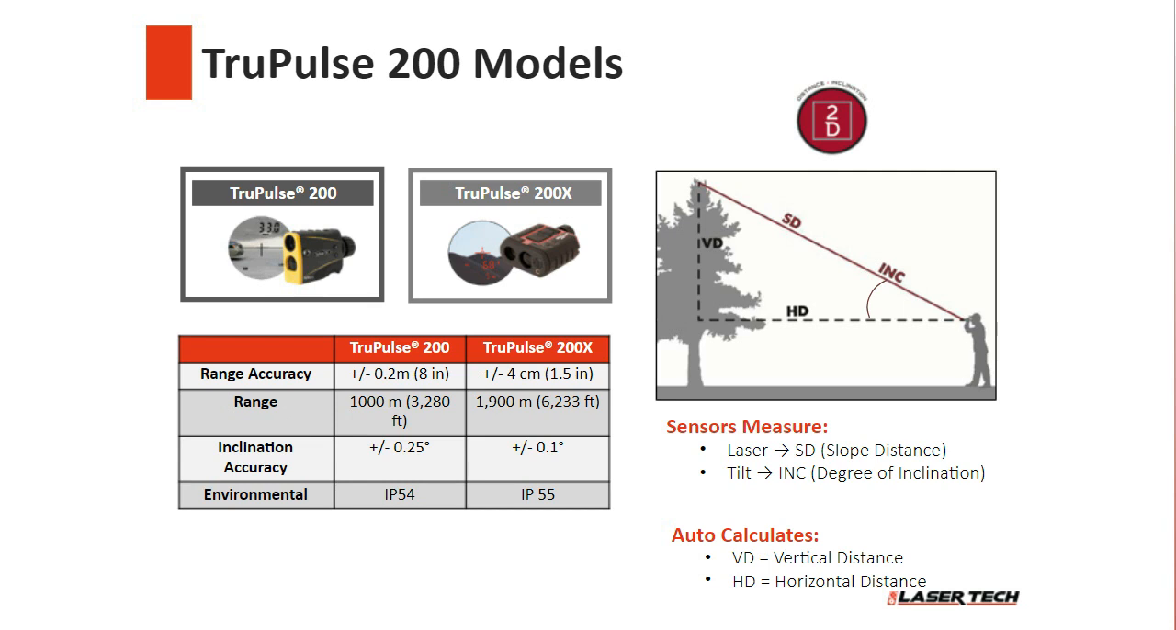One thing I forgot to put in here is the Bluetooth specifications. The TruePulse 200 model has Bluetooth integrated. It integrates with Android, Windows, and Windows Mobile. The TruePulse 200X is our only laser that actually integrates with iOS, along with all the other different operating systems.